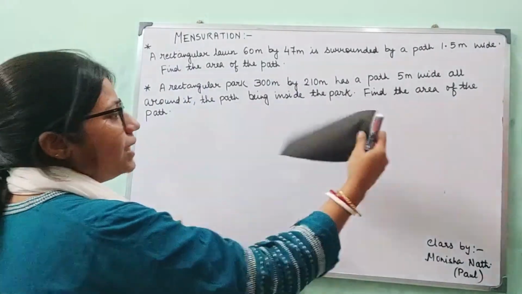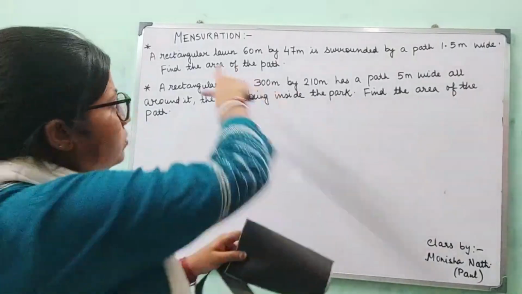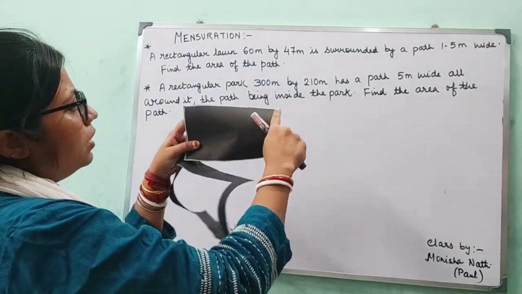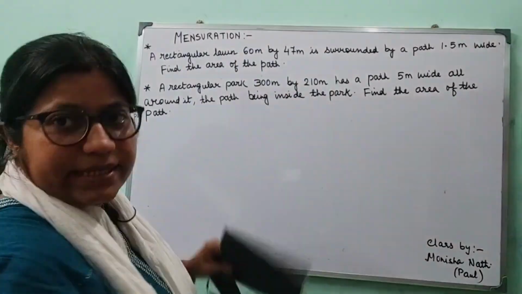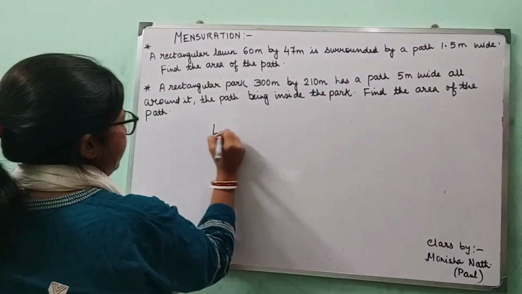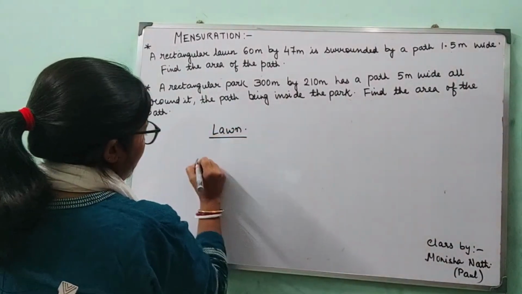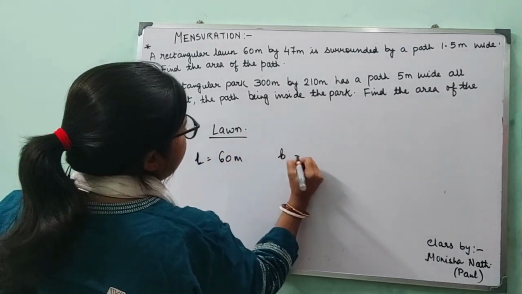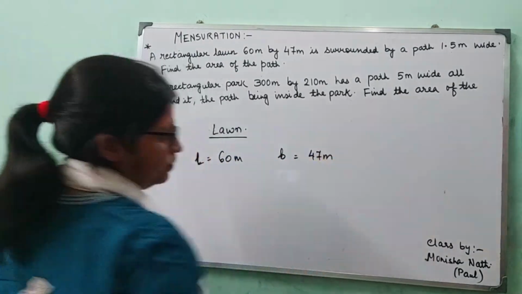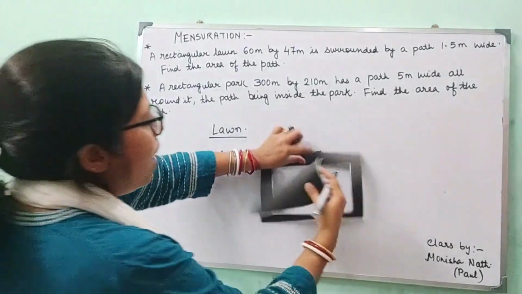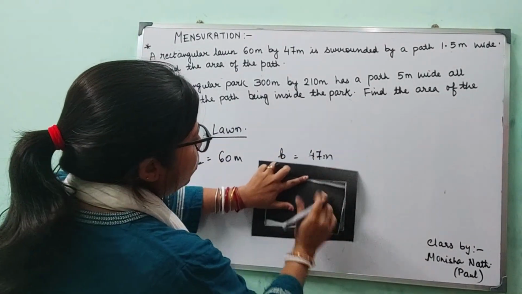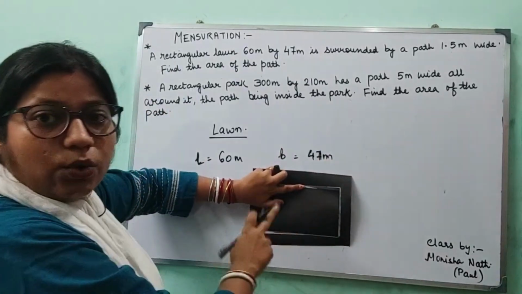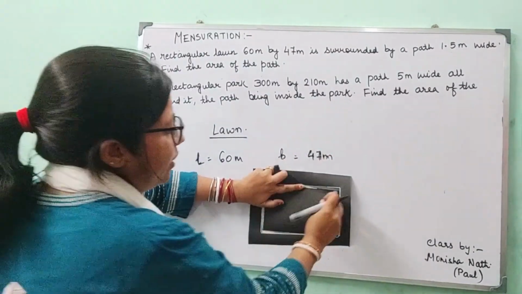Now imagine the dimensions of the lawn were given to you. This is the lawn whose length is 60, breadth is 47. So let me take the lawn whose length is 60 meter and breadth is 47 meter. Now you tell me, how can we get the outer rectangle from the inner rectangle?